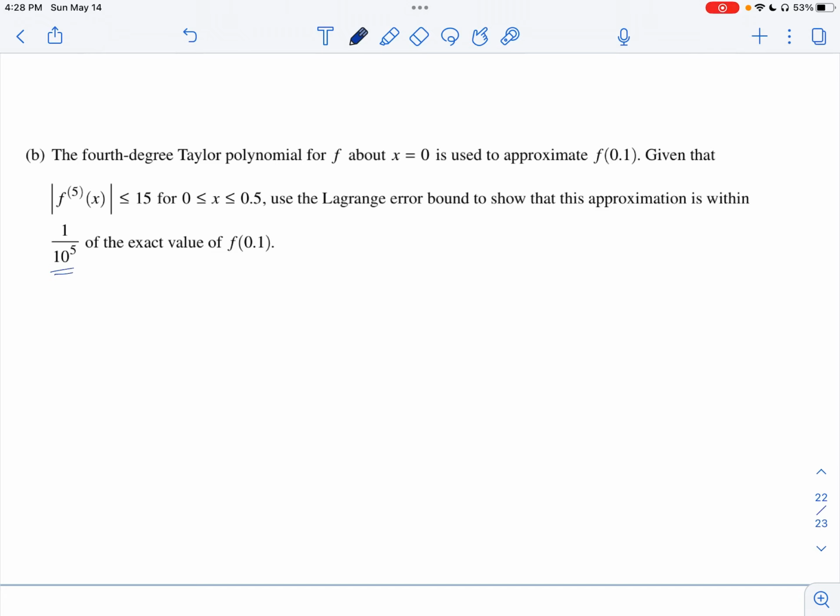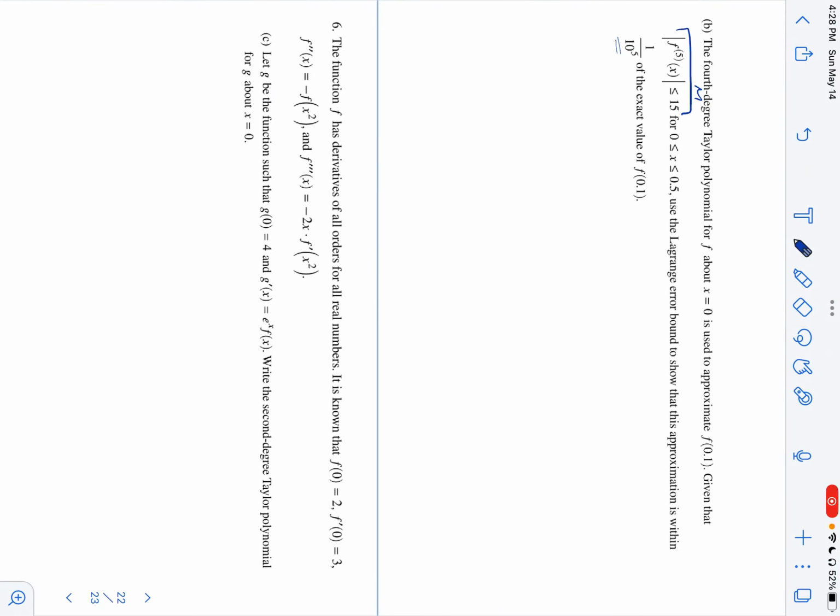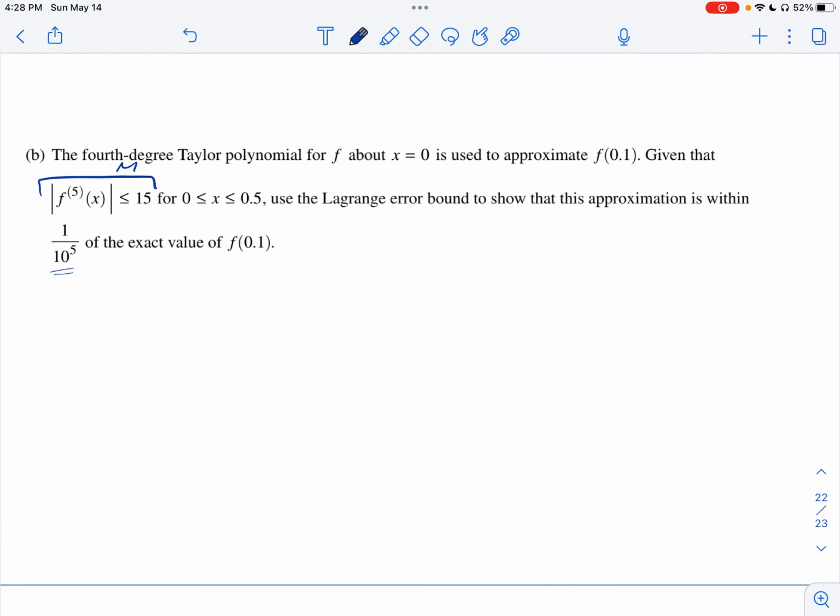So again, I'm not going to completely rehash the Lagrange error bound here. I will, again, link to some videos in the description below that might help you if you need more study on this. But what they're effectively giving us here is our M value, which for many of us is really just the trickiest part with Lagrange error. So they're telling us exactly what that is. So we're going to say the following.